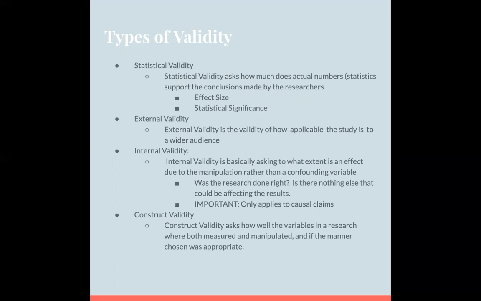External validity is the validity of how applicable the study is to a wider audience. Internal validity is basically asking to what extent is an effect due to the manipulation rather than a confounding variable. And construct validity asks how well the variables in the research were both measured and manipulated, and if the manner chosen was appropriate. That is all for this week's video.